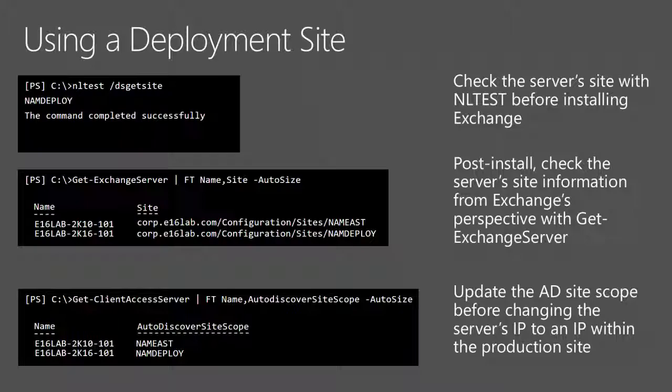And then before you change the server's IP from one of the IPs in the deployment site to an IP on the production site, you'll also want to change the AD site scope to reflect the appropriate site as well. That way, everything will match. Exchange will be basically forklifted out of the deployment site and put into the production site after you change its IP. OK, so that's just a tip. It's nothing that's required, but using a deployment site does tend to save you from some headaches that can occur when you're not using one.